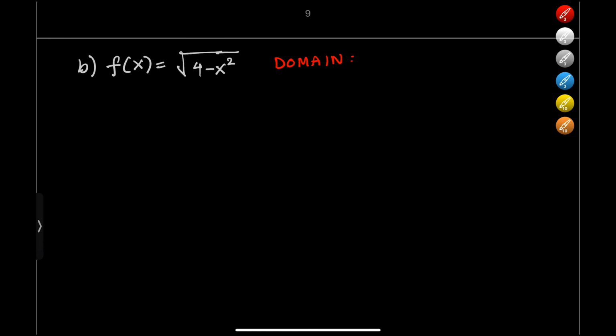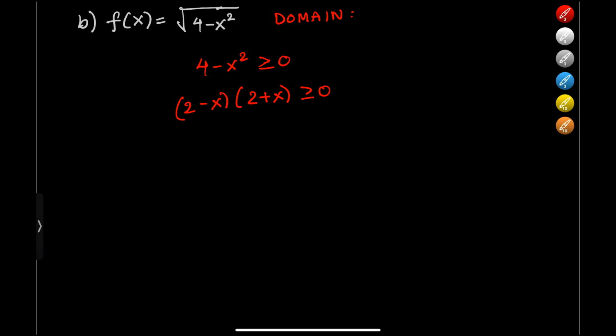So we have to keep in mind that if we plug in an x value, 4 minus x squared has to be greater than or equal to 0. So we could say 4 minus x squared is greater than or equal to 0. Now we could solve this inequality. We could factor this expression, and it becomes (2 minus x)(2 plus x) is greater than or equal to 0.